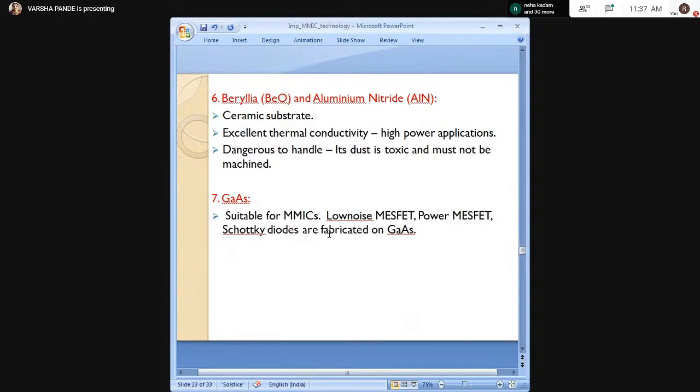But most of the time GaAs is used as the substrate material. Our most favorite material in this MMIC technology is GaAs, because already we have seen the MESFET. What are the advantages of MESFET, etc., that we have seen. And GaAs has very high electron mobility, therefore signal transmission is very fast. Switching speed is very fast, which can increase the overall speed. Therefore GaAs as a substrate material is mostly used.